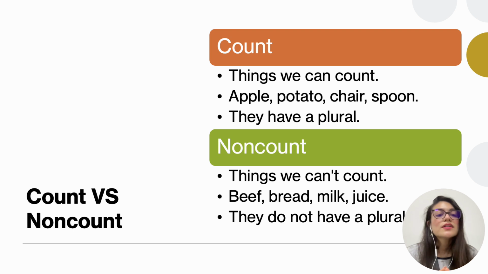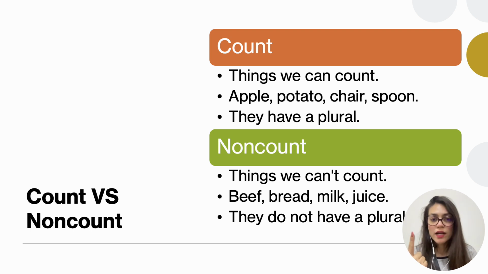So let's see. The count nouns are things that we can count, okay? For example, we have apple, potato, chair, spoon, okay? So things that we can count. For example, I can say 2 apples, 4 potatoes, 2 chairs, 5 spoons, okay? So the count nouns are those things that we can count and they have a plural, okay?